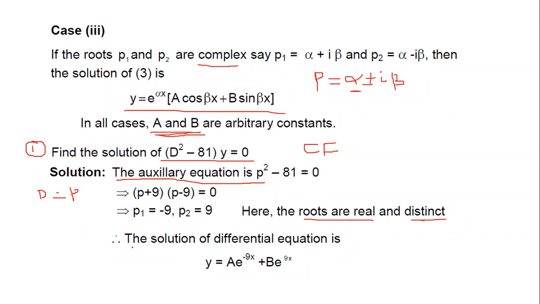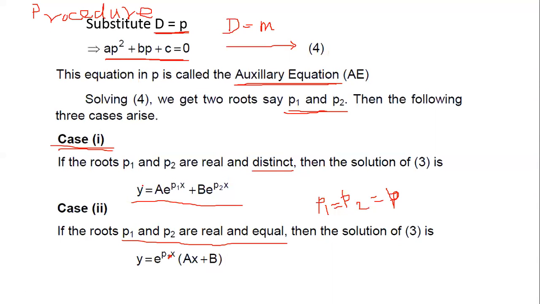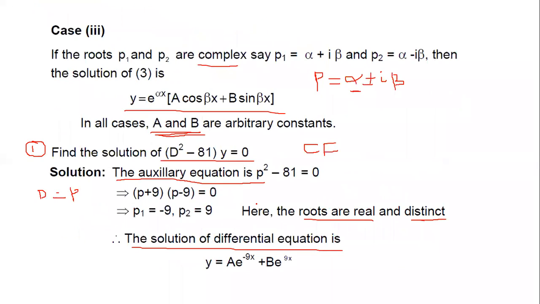Therefore, the solution of the differential equation is y equal to a e power minus 9x plus b e power 9x, because in case 1, if p1 and p2 are real and distinct, then y equal to a e power p1x plus b e power p2x. So we can write y equal to a e power minus 9x plus b e power 9x. Even if you write a e power 9x plus b e power minus 9x, it is also not wrong. Anything you can write.